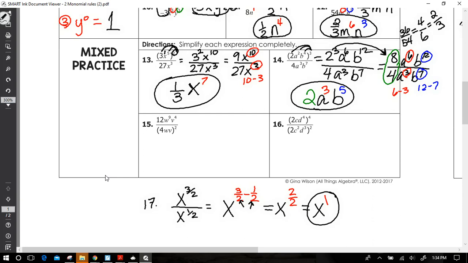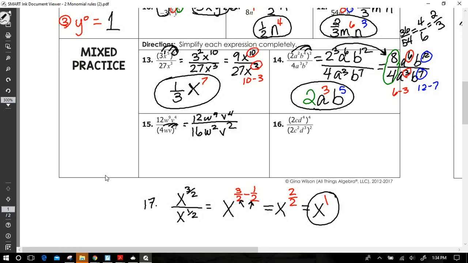All right, let's do number 15 together real quickly. So I'm going to start out by distributing my exponent using the power rule. So I have 4 squared. 4 squared gives me 16. So I'm going to go ahead and reduce that now. And then I've got w squared, v squared. And that's all under 12w to the ninth, v to the fourth.